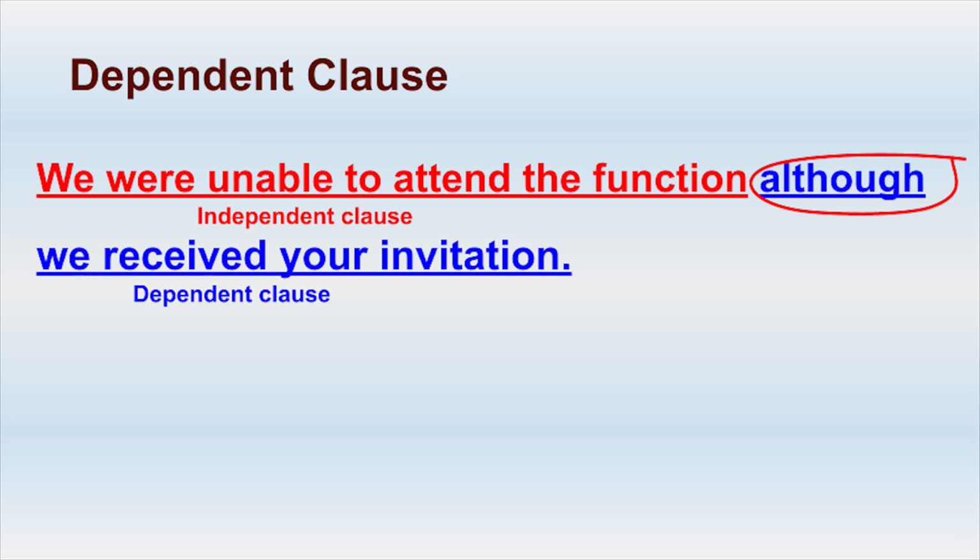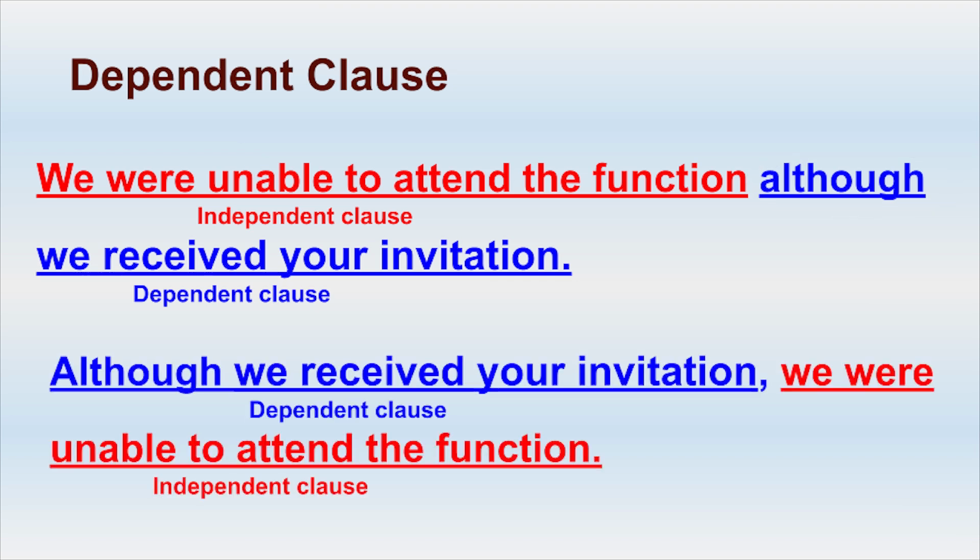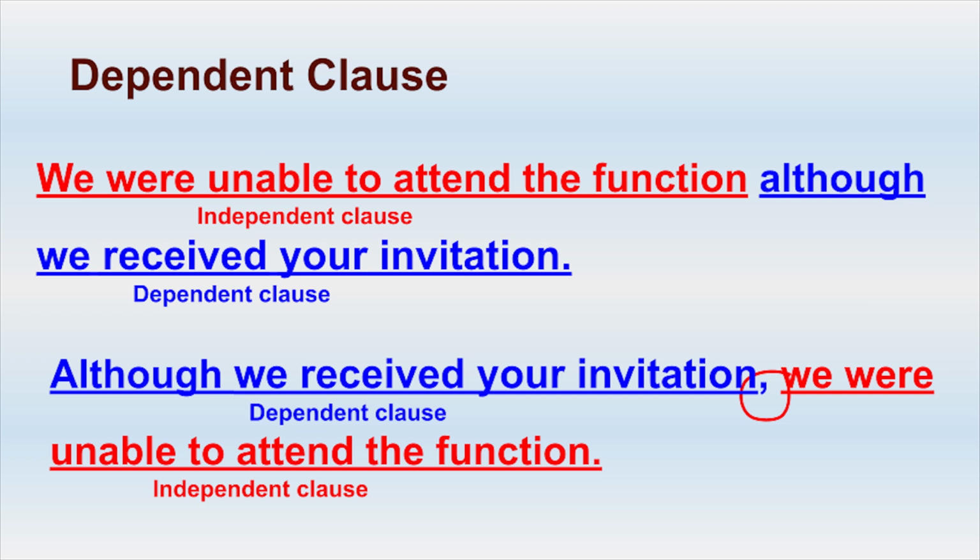If we reverse the clauses and place the dependent clause before the independent clause, our sentence would not lose its meaning, and the clauses are separated by a comma. Although we received your invitation, we were unable to attend the function. Let's look at some examples of joining the dependent clause with the independent clause.